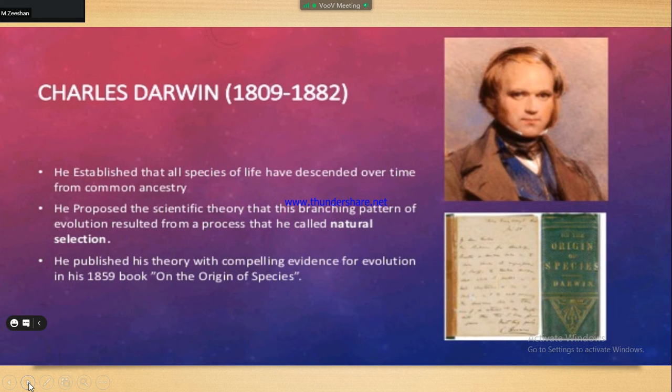Now we start the post-Mendelian history of genetics. First one is Charles Darwin. As you all know, Charles Darwin proposed the theory of a branching pattern of evolution resulting from the process known as natural selection. He said that life has evolved from time to time, like life is changed from time to time, as we believe that we humans originated from the monkeys. That is the example of Charles Darwin.